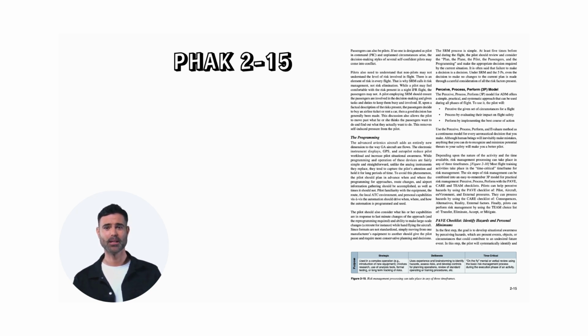Although human beings will inevitably make mistakes, anything that you can do to recognize and minimize potential threats to your safety will make you a better pilot. Depending upon the nature of the activity and the time available, risk management processing can take place in any of 3 time frames. Most flight training activities take place in the time-critical time frame for risk management. The 6 steps of risk management can be combined into an easy-to-remember 3P model for practical risk management: perceive, process, perform, with the PAVE, CARE, and TEAM checklists.